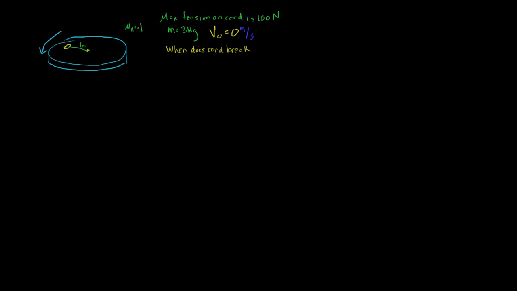In this problem, we have a rotating table that has a disc on top of it, and this disc is connected to the middle of the table with a cord. We're given that the max tension that this cord can withstand before breaking is 100 newtons. We're asked to determine when the cord breaks, and we are given that the mass of this disc is 3 kilograms. The initial velocity is 0 meters per second, and the coefficient of kinetic friction is 0.1.